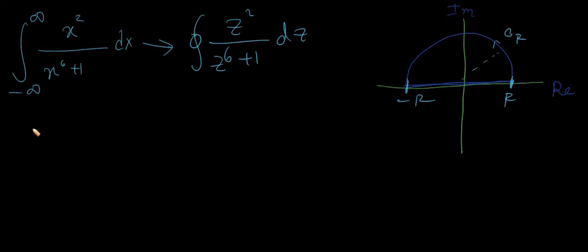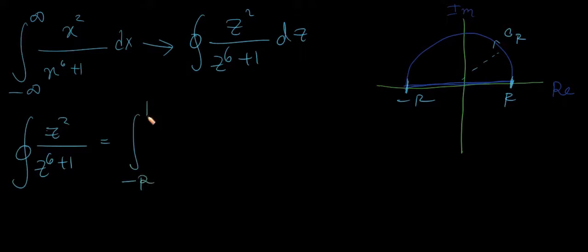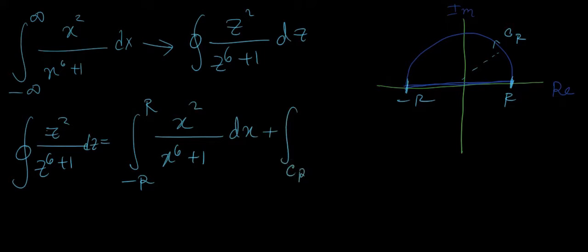So let's do that. This z squared over z to the power 6 plus 1 can be broken down into two parts. Since this is the real line, again recall that z was simply x, so this will be x squared over x to the power 6 plus 1 dx. Obviously there should be a dz over here, and this is the C_R, where you have z squared over z to the power 6 plus 1 dz.